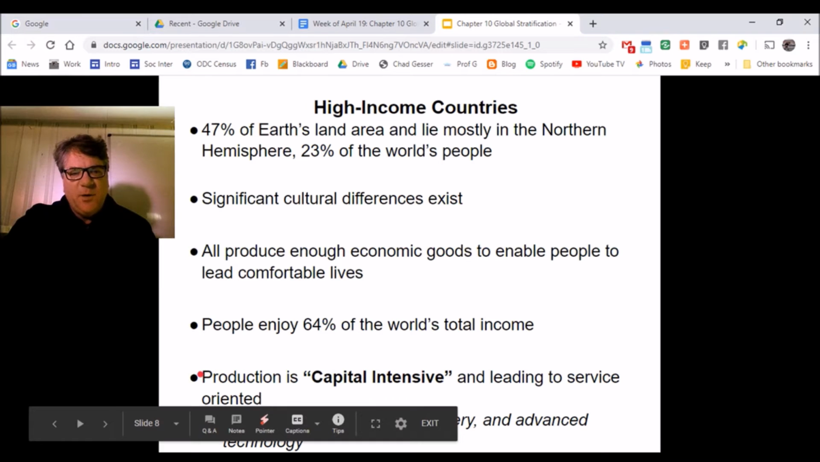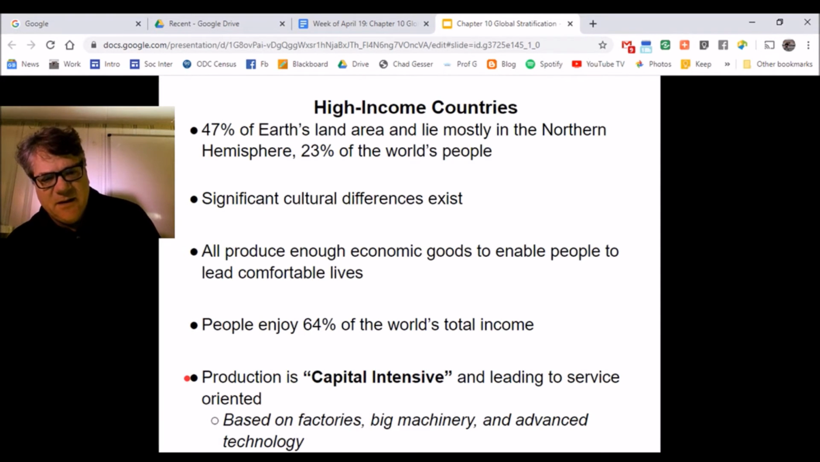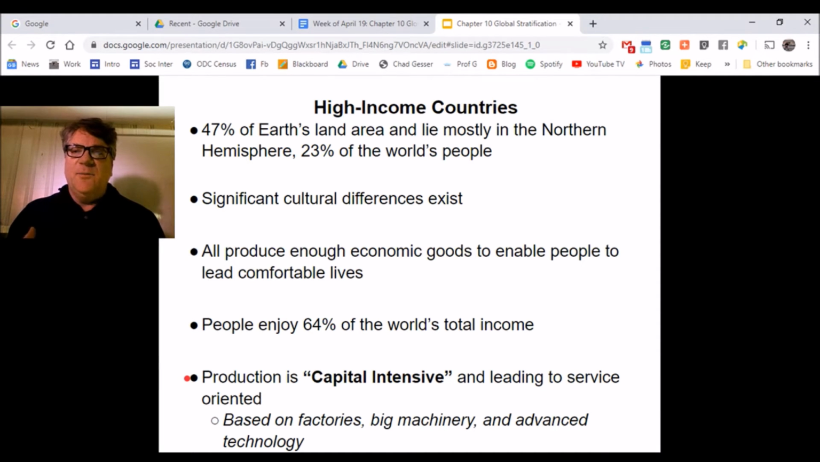Notice here, this bullet point down here, production is capital intensive, leading to service-oriented work. Now, what we mean by capital intensive is the use of a lot of resources or having at your access money and resources to be productive, right? And so this is a really critical point as to why high, middle, and low income countries are different.